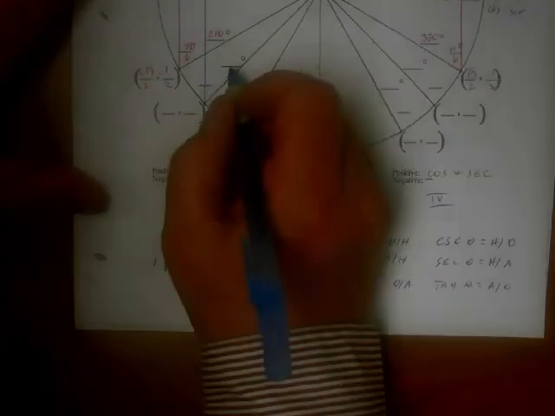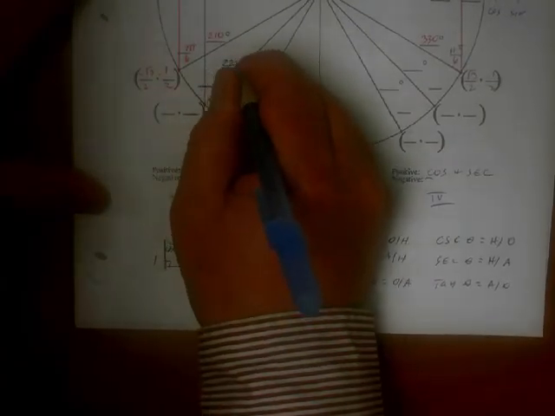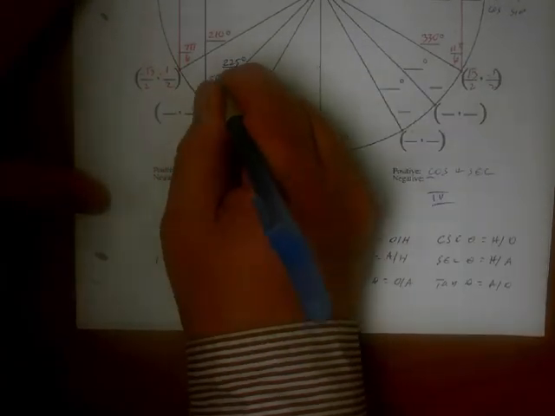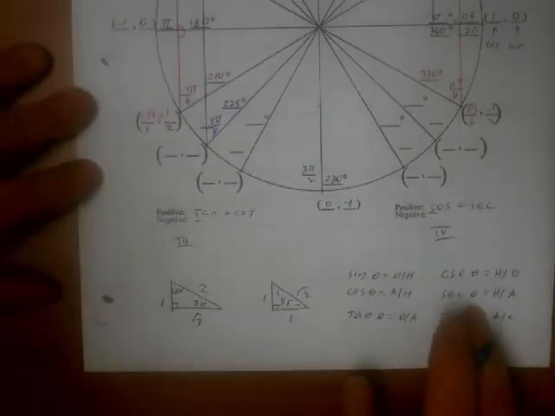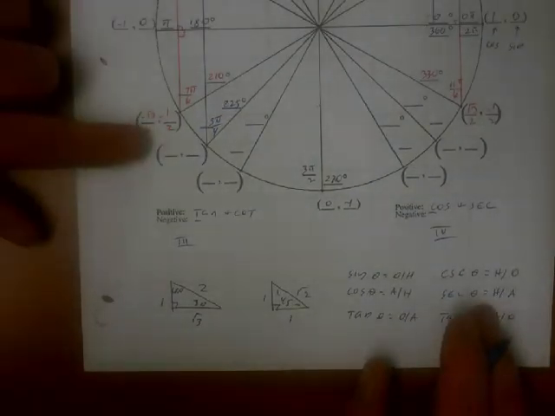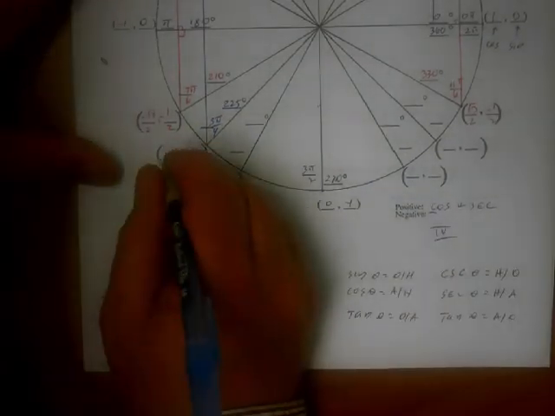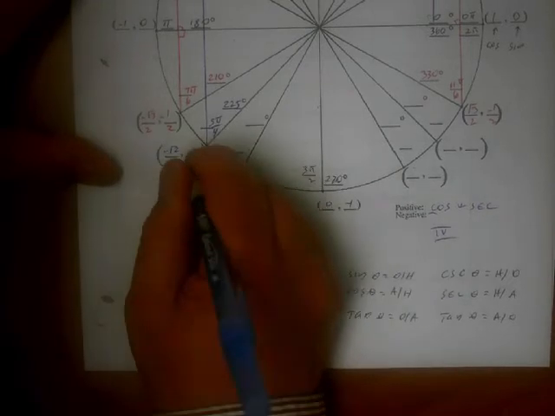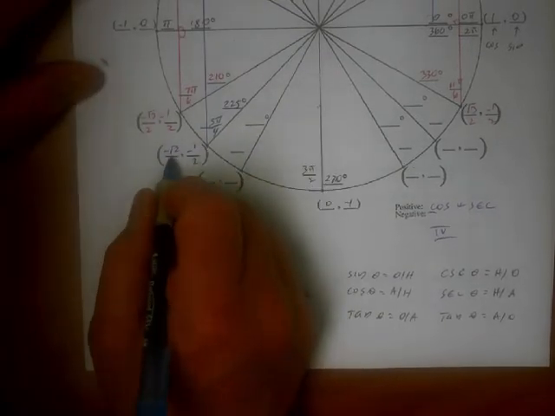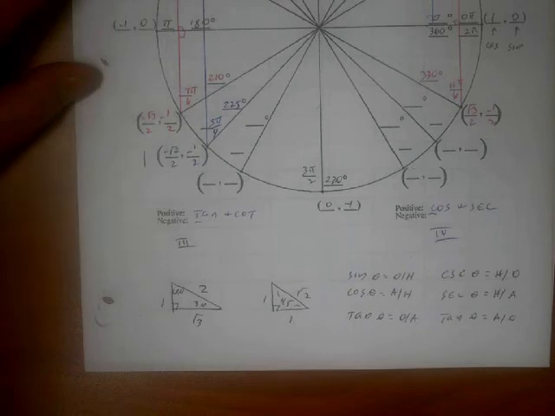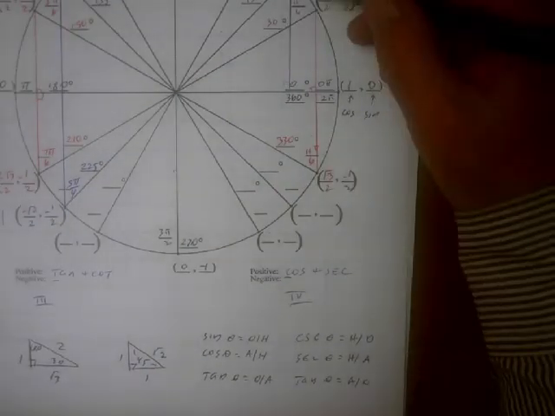Now when I come down here, I'm reflecting this point over the x-axis. This becomes 225 degrees, which is 5 pi over 4. If I reflect over the x-axis, the x-coordinate stays the same. The y-coordinate changes. Sine divided by cosine is tangent. That's 1.